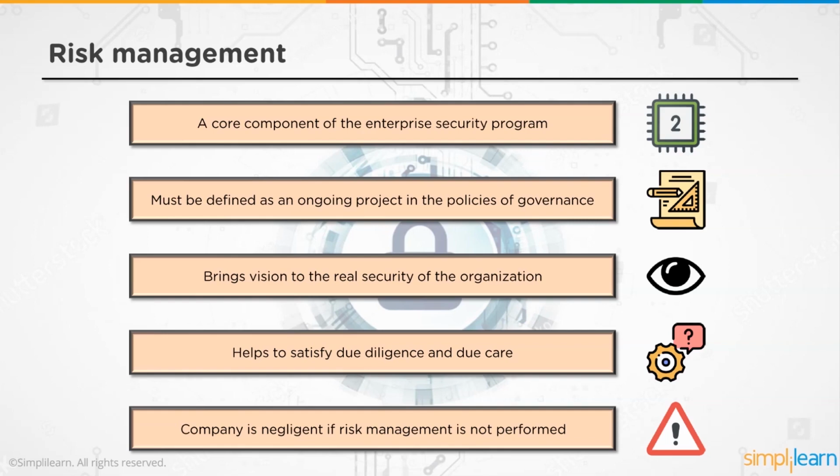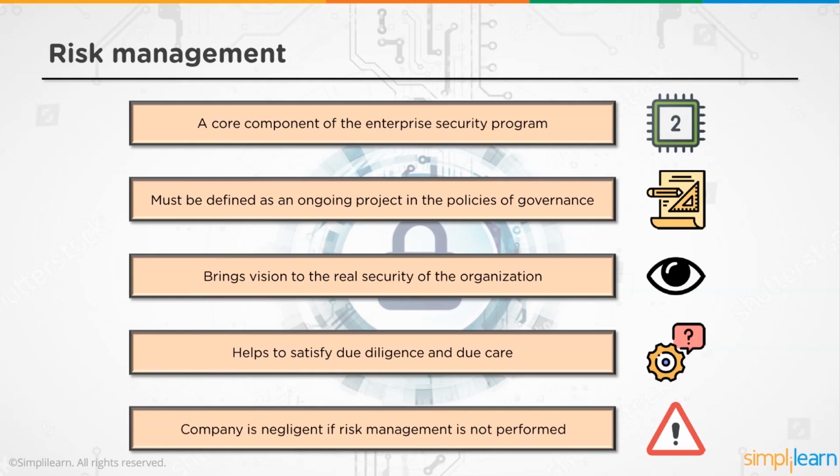This will give guidance to an organization of how security is being implemented, how it has enhanced over a period of time, and how security mature that organization has become because of the risk assessment program. It also helps you to satisfy two aspects: due diligence and due care. What is due diligence? Due diligence is basically the research that an organization does in identifying those risks and mitigating them.